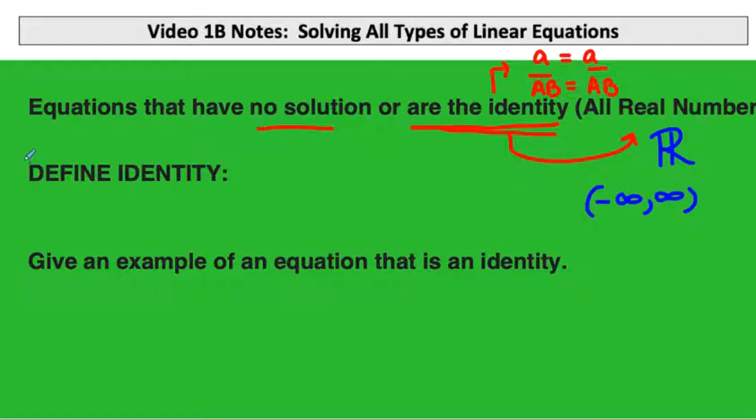All right, so I'd like you now to take what I just said and write down what you'd like to define as an identity. Then see if you can give me an example of an equation that is an identity. Don't use the ones I gave you. Make something up that's a little bit more involved and see what you can do. Bring that to class tomorrow.